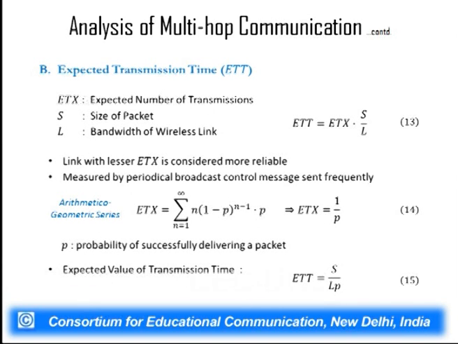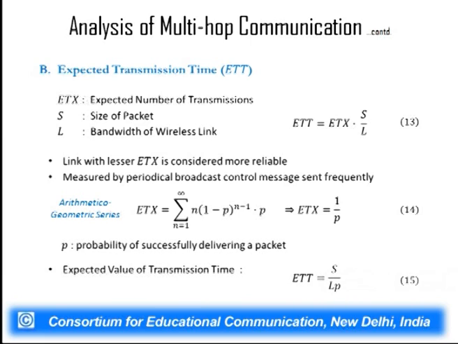Then let's come to expected transmission time. Transmission time is given by the formula in equation 13. It is ETX multiplied by S by L. Here S is the size of the packet, which can be in bits, bytes, etc. L is the bandwidth of the wireless link. And what is ETX? It denotes the expected number of transmissions. Since this is a new parameter, how can ETX be found? This is shown in equation 14, and this follows an arithmetico-geometric series.